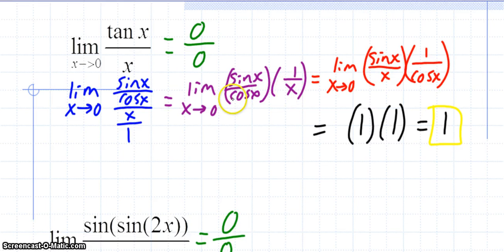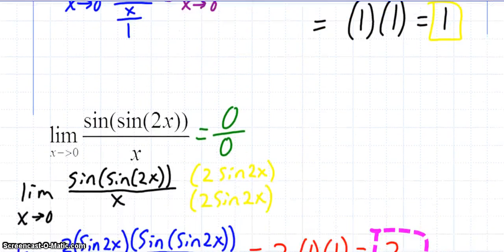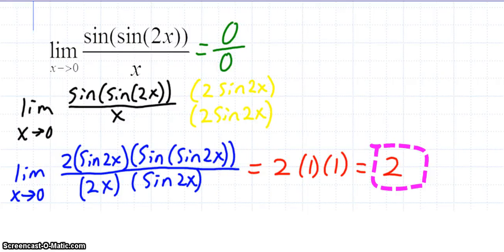So I'm going to bring the x in front of cosine of x. So this becomes the limit as x goes to 0 of sine of x over x times 1 over cosine of x. Well, I know the limit as x goes to 0 of sine of x over x is 1. The limit as x goes to 0 of 1 over cosine of x is 1. 1 times 1 is 1. Bam.